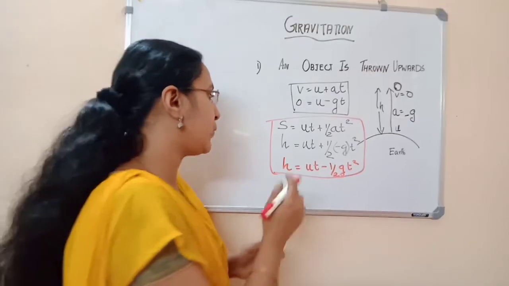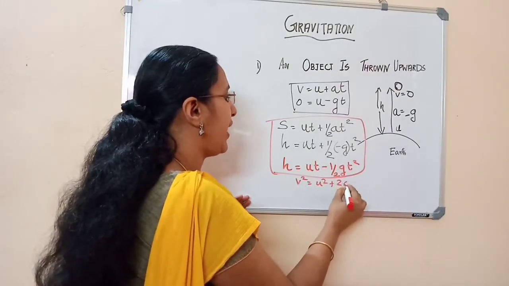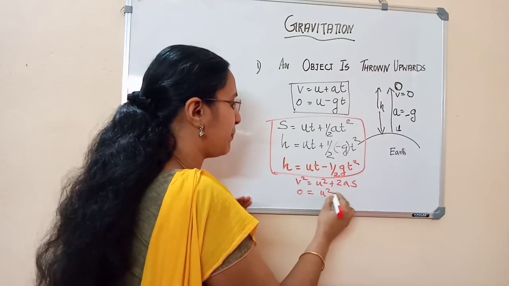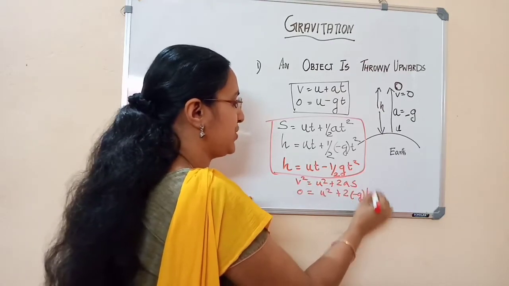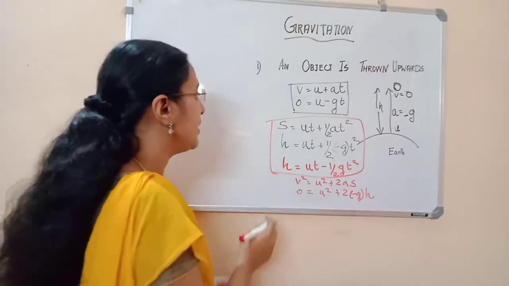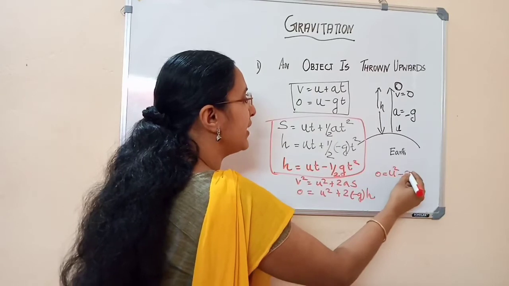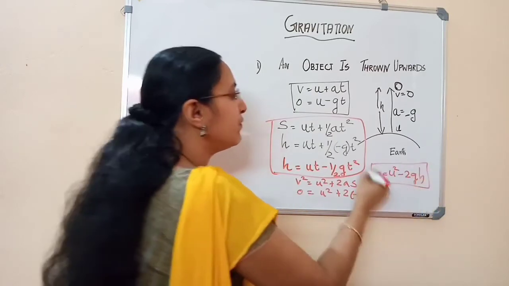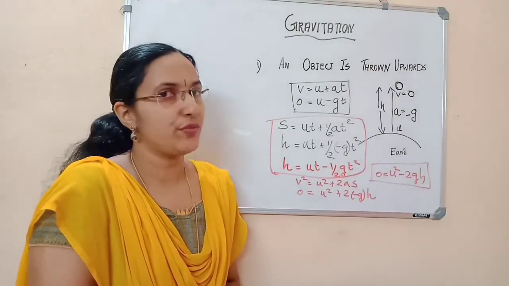What about the third equation? v square is equal to u square plus 2as. We can write 0 is equal to u square plus 2 into minus g into h. That is u square minus 2gh. So I write here 0 is equal to u square minus 2gh. The third equation becomes 0 equals u square minus 2gh. I think all of you understand.